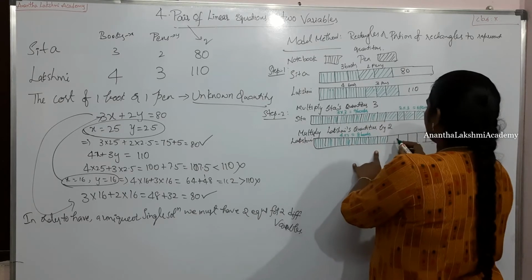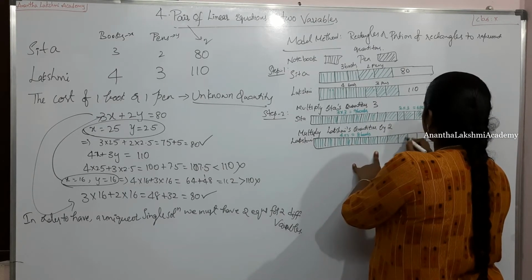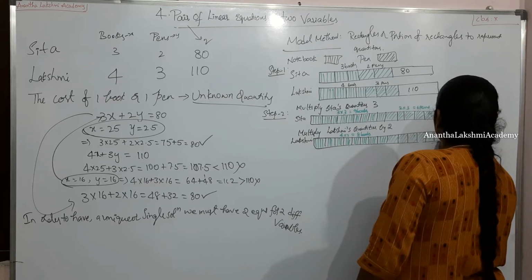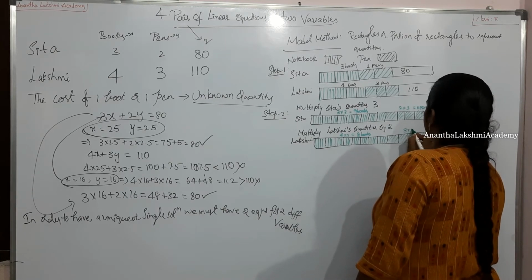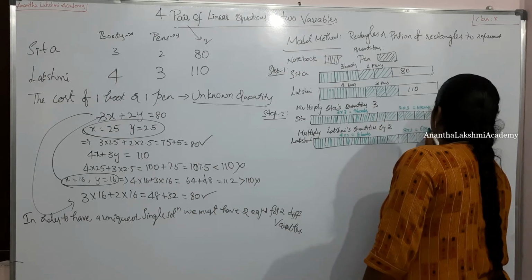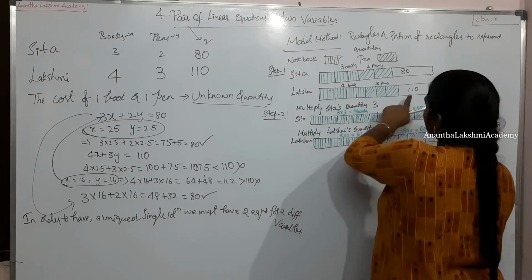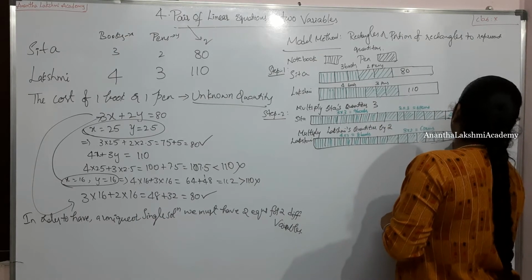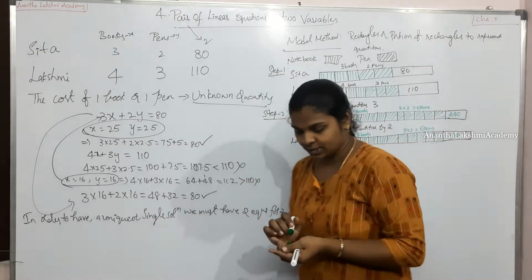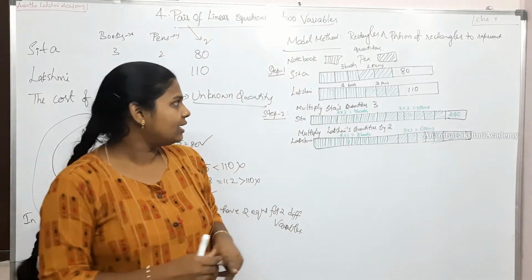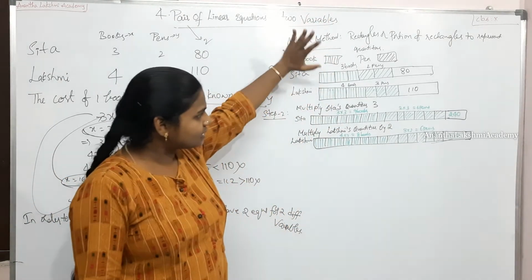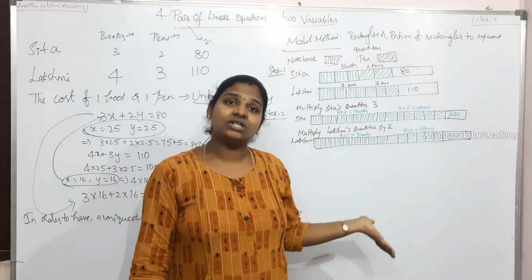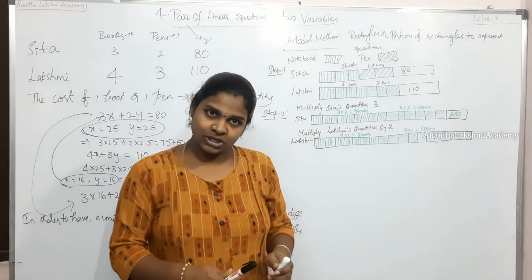Alright. Now 3 into 2 becomes how many pens? 6 pens. Alright. So this becomes 110 multiplied by 2 is nothing but 220. Clear? So far so clear. We are using the model method to figure out the individual cost of a book and the individual cost of a pen.